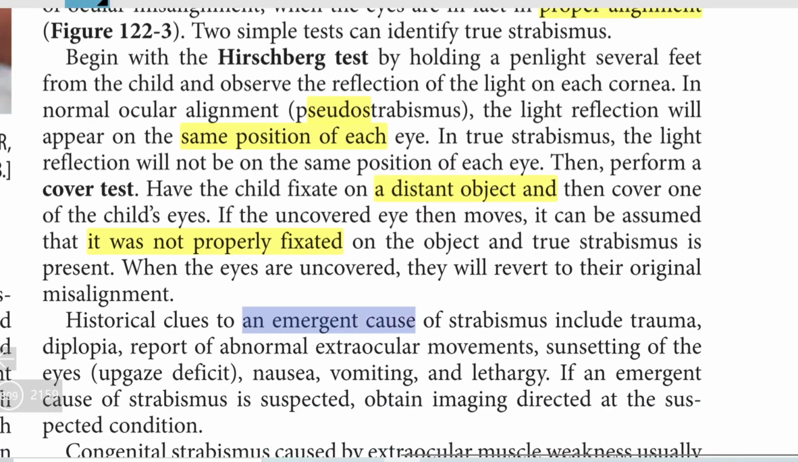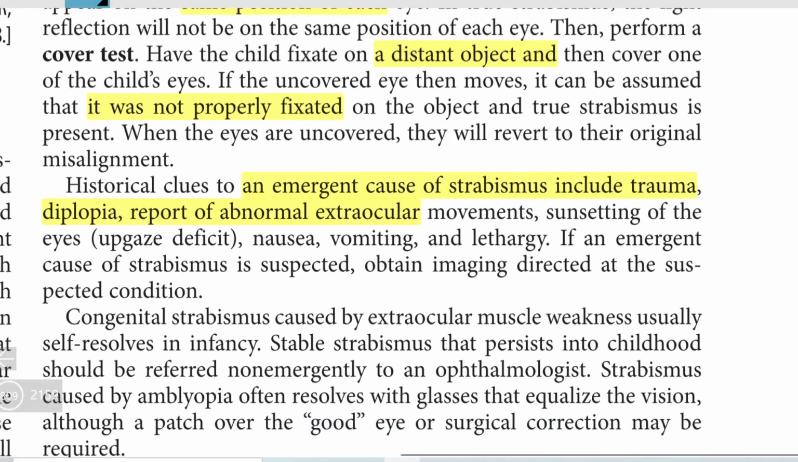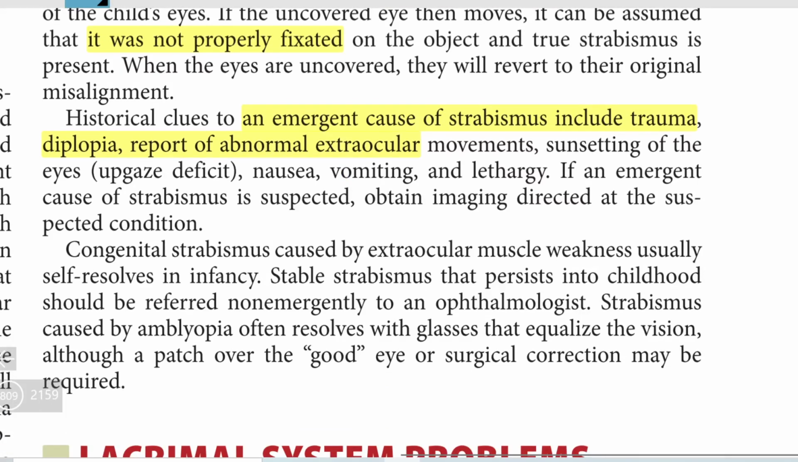Historical clues to emergent causes of strabismus include trauma, diplopia, and a report of abnormal extraocular movements, sunsetting of eyes, up gaze deficit, nausea, vomiting, and lethargy. If an emergent cause of strabismus is suspected, then obtain imaging directed at the suspected condition. So we must look at the historical clues, like trauma, diplopia, any abnormal extraocular movements, sunsetting of eyes, nausea, vomiting, and lethargy. I'm reiterating because this is very important.